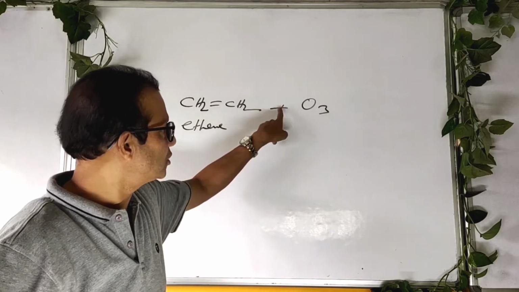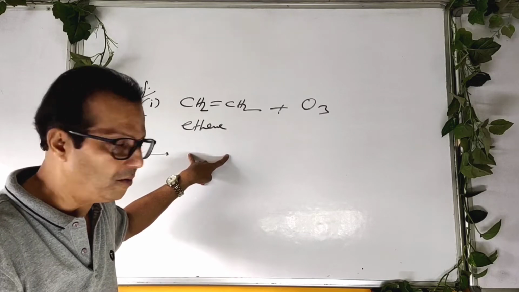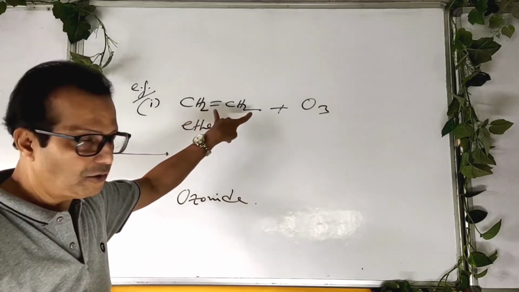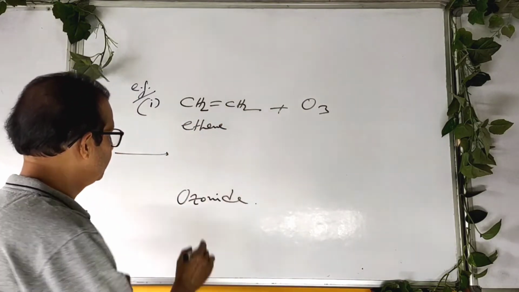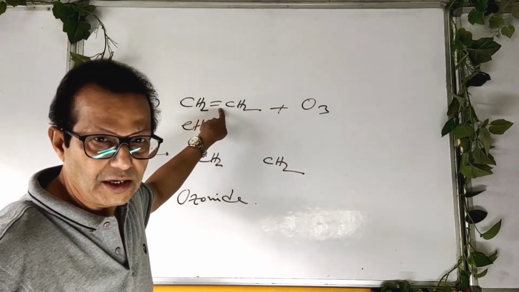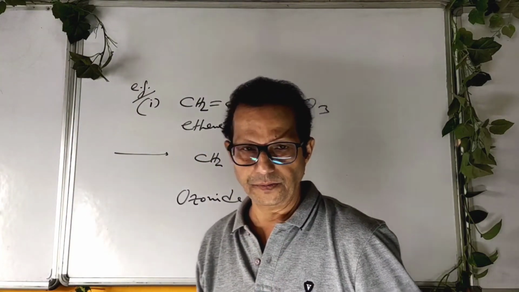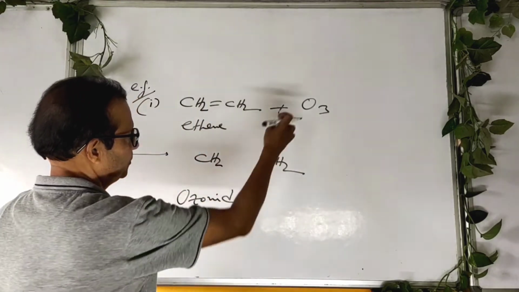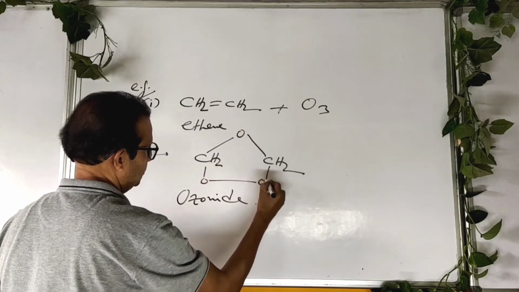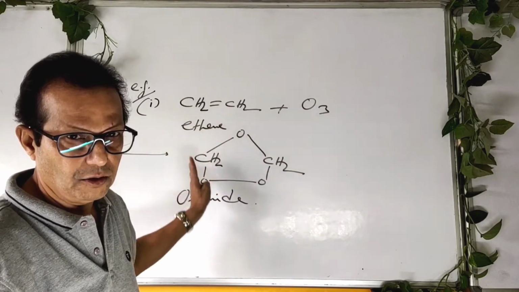When ethene reacts with ozone, then one unstable intermediate ozonide is formed. How to draw the structure? Technique. Just remove the double bond. Remember it, ozonolysis takes place at the site of the double bond. Write it this way, like a home.